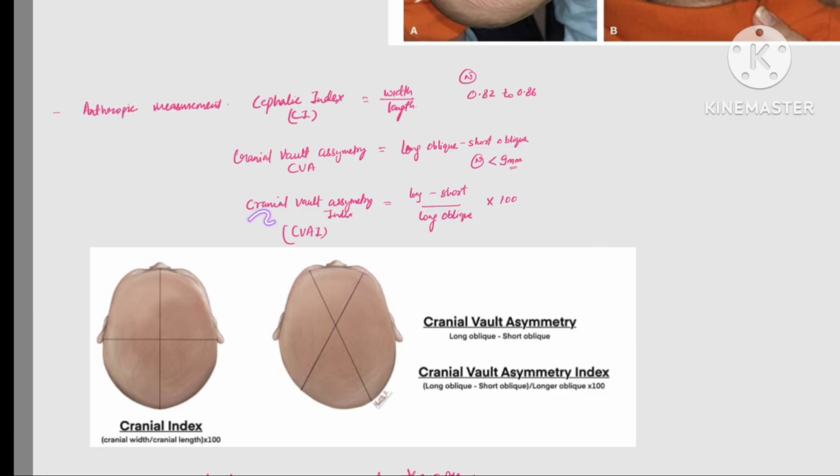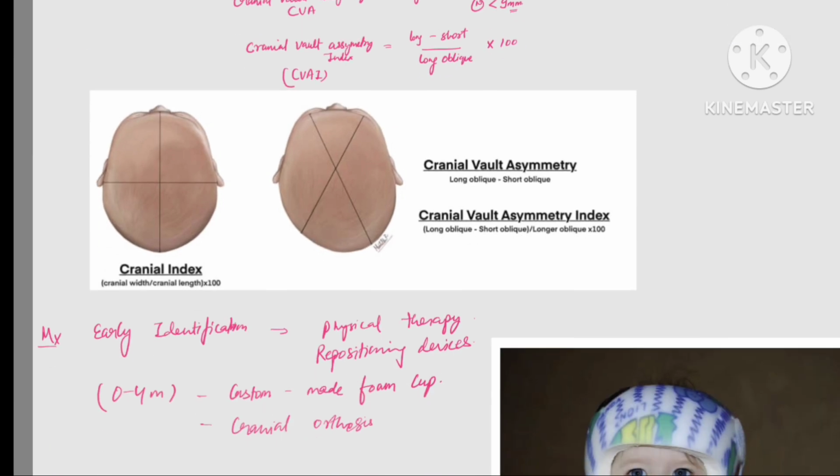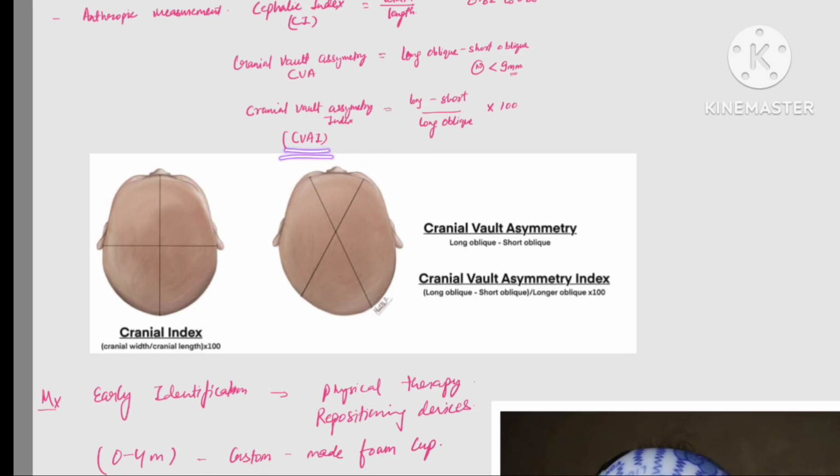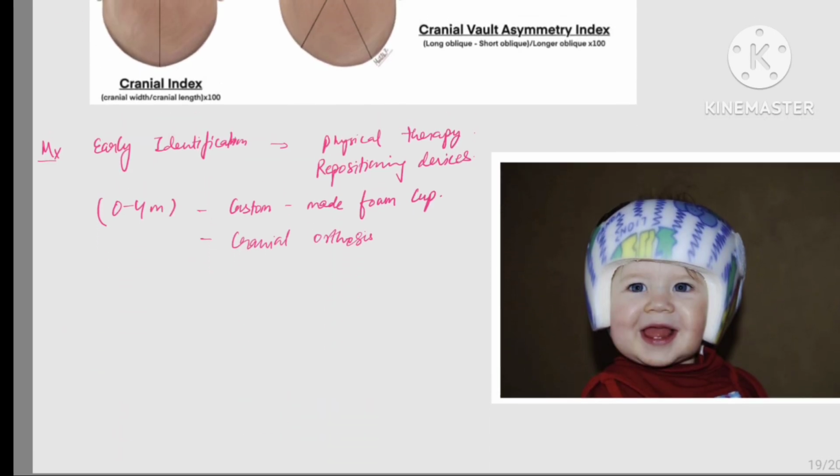And the other entity is cranial vault asymmetry index, which can be measured by long oblique minus short oblique upon long oblique into 100. But CVAI is not very relevant. Management is based on early identification, and physical therapy and repositioning devices are very helpful. Other than that, in case of 0 to 4 months, custom made foam cups and cranial orthosis are used. Thank you.